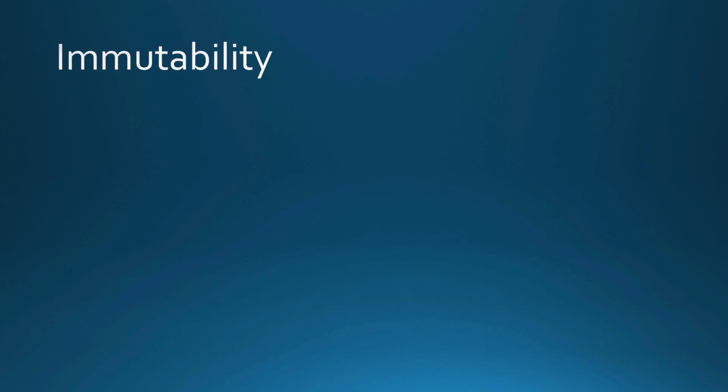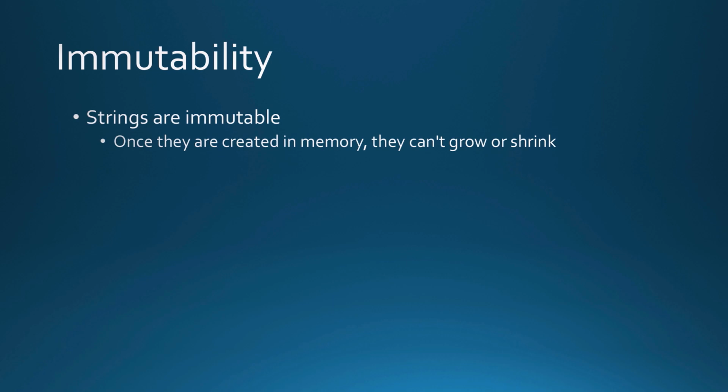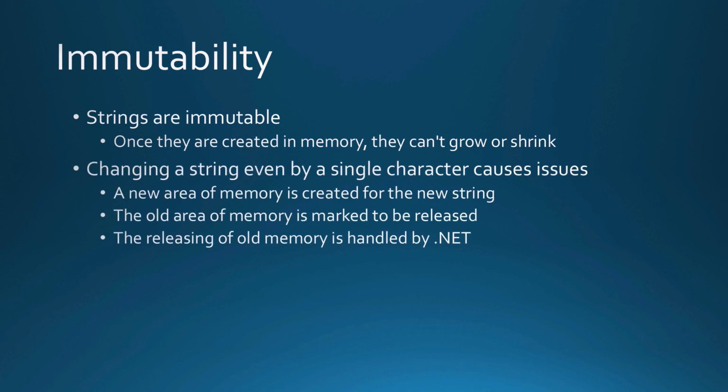Let's discuss the concept of immutability. Strings are immutable. What does that mean? It means that once they're created, basically they're there, they can't grow, they can't shrink. Even changing by a single character can cause issues, because what has to happen is a new area of memory is created, then the old string is copied to that new area of memory with any changes. That old memory area is now marked to be released. It's not released yet. The releasing of old memory is handled by .NET at some point, and the problem is we really don't know when that point will be.